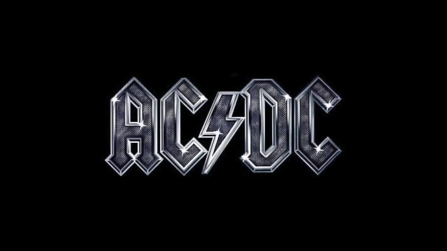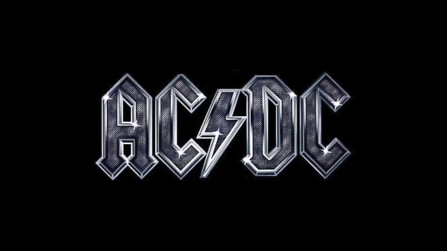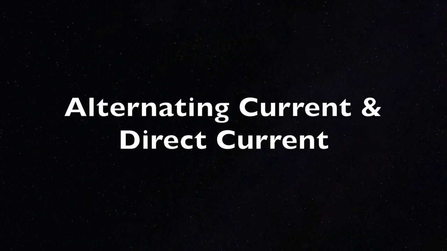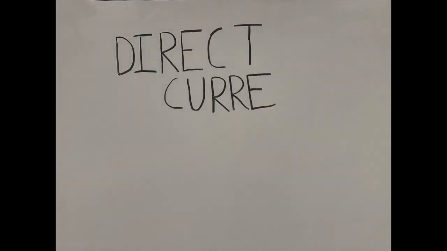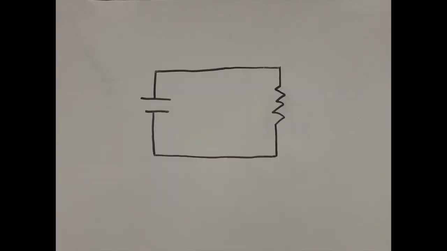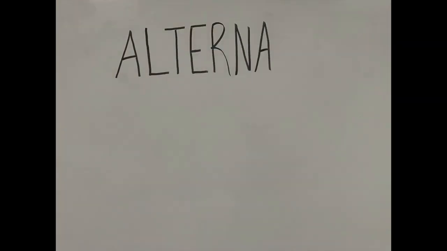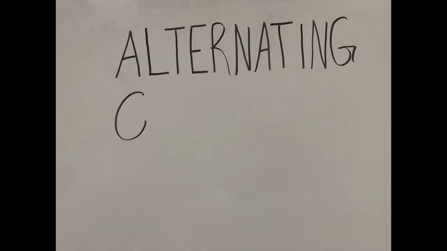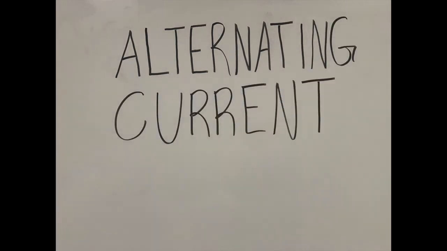When you hear AC/DC, you probably think of the rock band, but the AC/DC we're going to talk about today is alternating current and direct current. Direct current is commonly used in things that use batteries. Direct current has a constant voltage source and a constant current flow in only one direction around a circuit. Alternating current, on the other hand, does not have a constant voltage source, and the current switches directions.